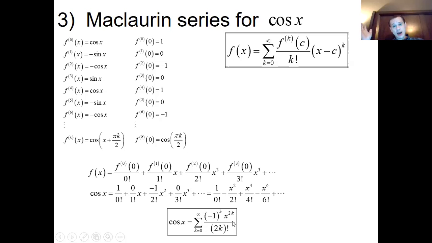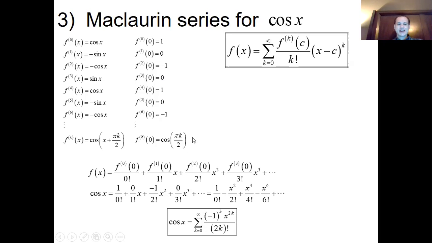What about cosine? Very similar proof. I'm going to take all the derivatives of cosine over and over again. They do repeat every 4. Again, you're trying to find the Maclaurin series. That means your center is c equals 0. So you want to find all the derivatives at your center, so at 0. And in this case, the pattern is going to go 1, 0, -1, 0, 1, 0, -1, 0, and so on and so forth forever.